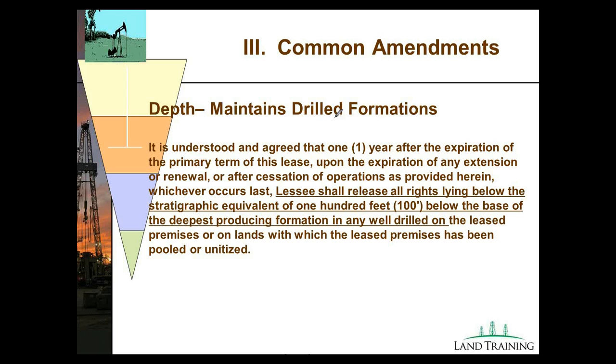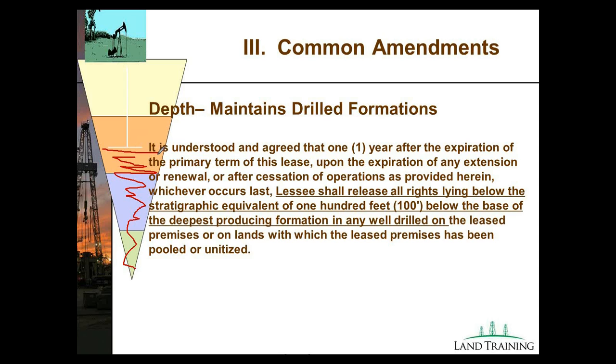So the depth says once you drill to a certain depth, you have to release all depths below that, or 100 feet below that is what it usually says. Very similar to the surface, but it's for depth. It's to limit the depth that you will own.